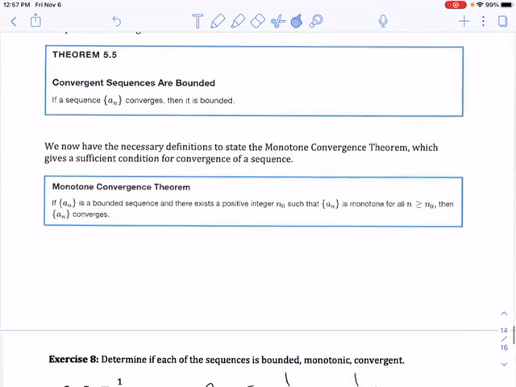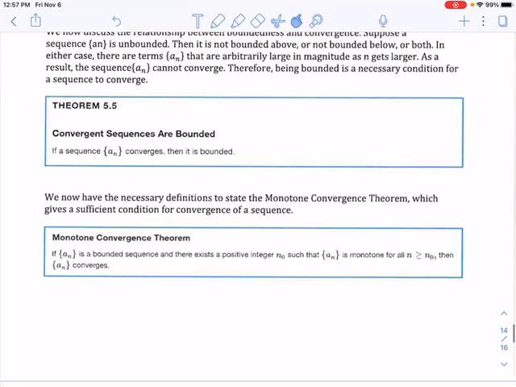So let's just take the fact that convergent sequences are bounded. If a sequence converges, then it is bounded. Okay, so if a sequence converges, it is bounded. Does that mean if it's bounded, it converges? Maybe. But if it converges, then it is definitely bounded.